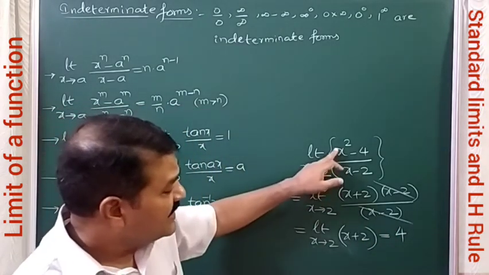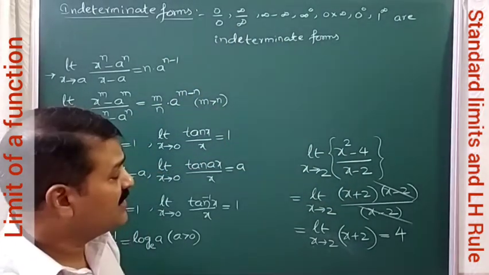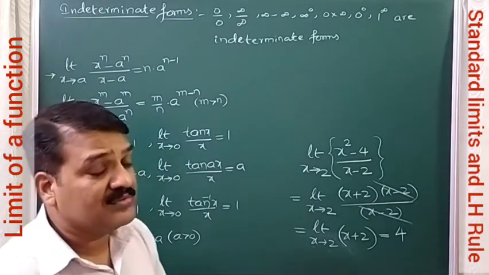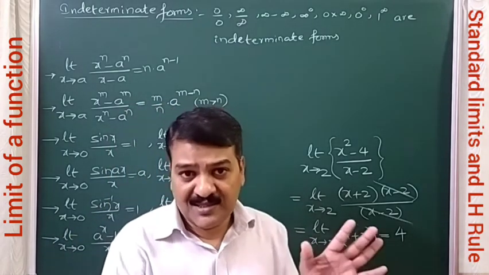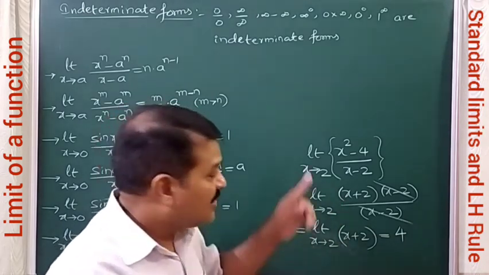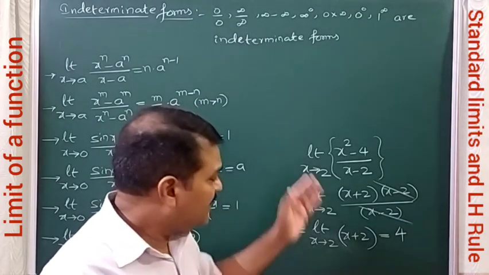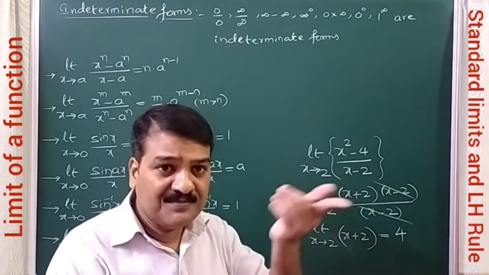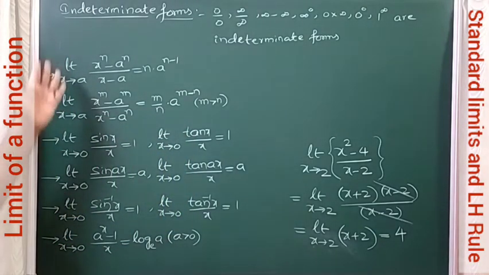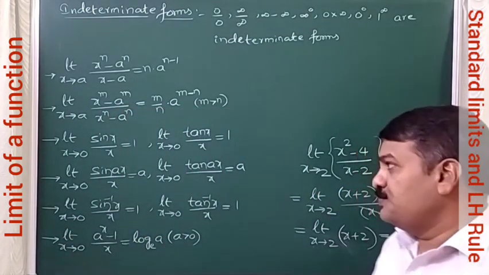So whenever you get an indeterminate form, one of these forms, when you try to substitute directly, you have to find some method to eliminate the factors or terms which are responsible for this indeterminate form. You have to eliminate them and then you can apply the limit. Or you can use the standard limits. So these are some of the standard limits, and we'll discuss the standard limits also now.